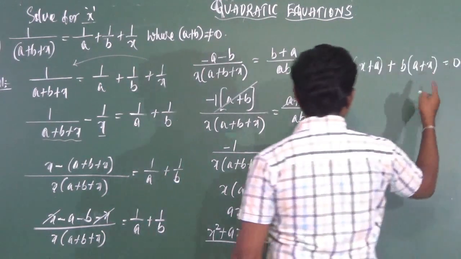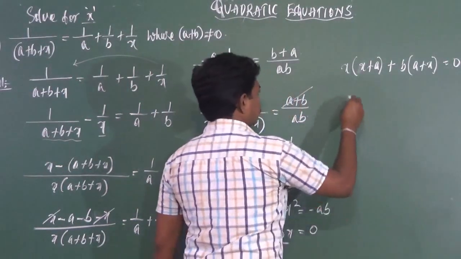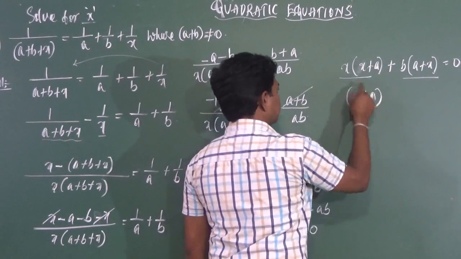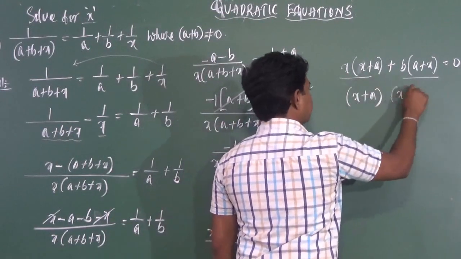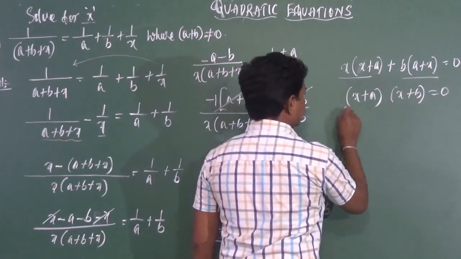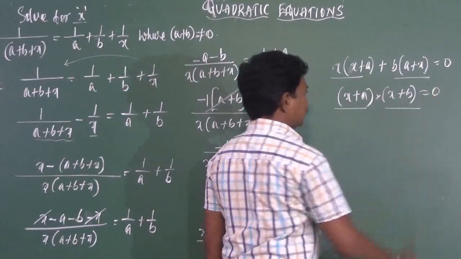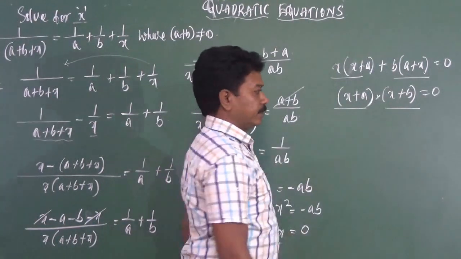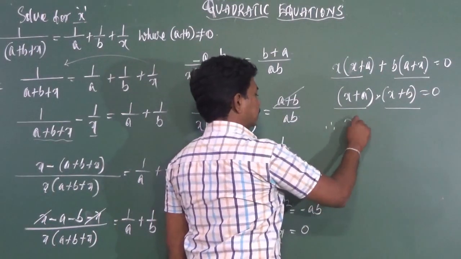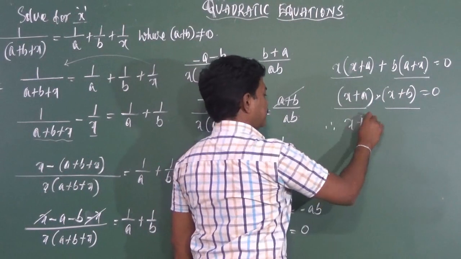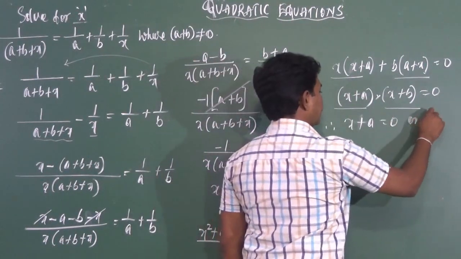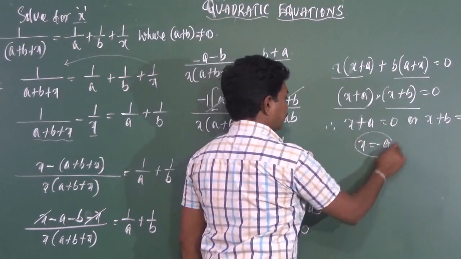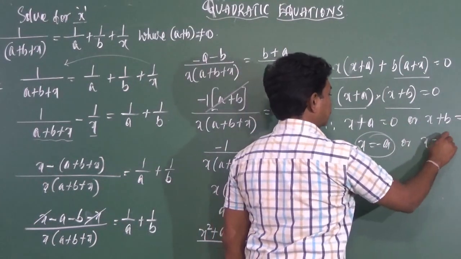So x plus a plus x are one and the same. So here in these two terms we can take x plus a as common. So remaining is x plus b is equal to 0. So this into this is equal to 0 means either this should be equal to 0 or this should be equal to 0. So therefore x plus a is equal to 0 or x plus b is equal to 0. So x is equal to minus a or x is equal to minus b.